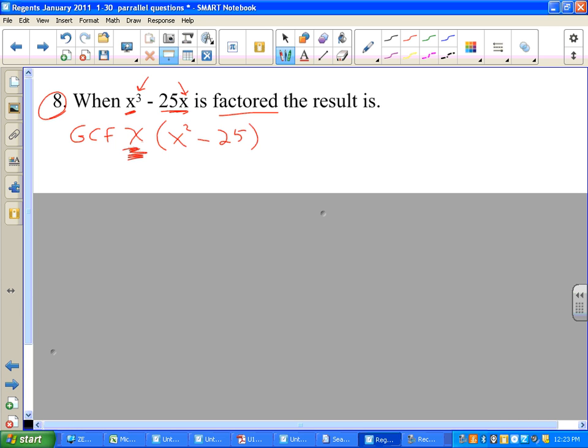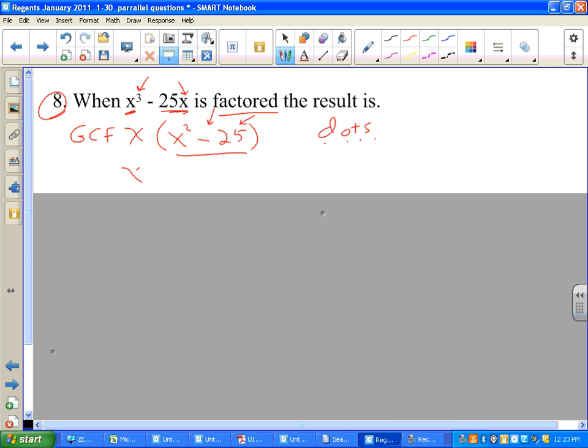Remember, we have to completely factor this. So let's take a look at this step in our problem so far. X squared minus 25 is a difference of two squares. We also call them dots. Difference of two squares, because it's a subtraction problem. X squared is a perfect square, and the square root of 25 is 5, so that's a perfect square.